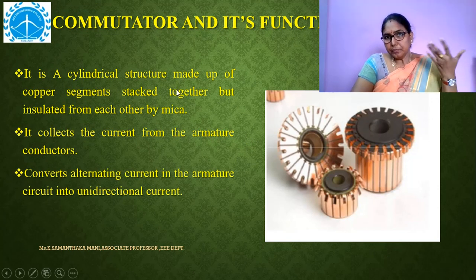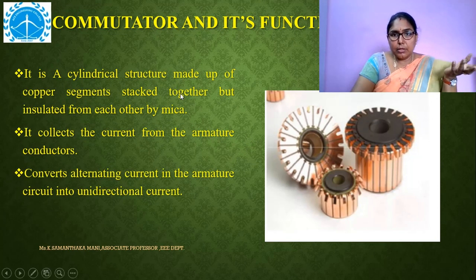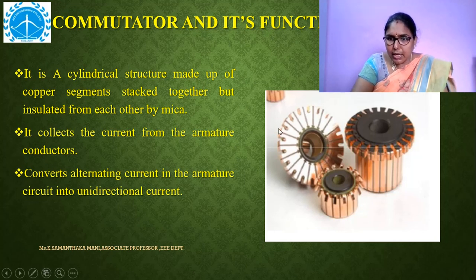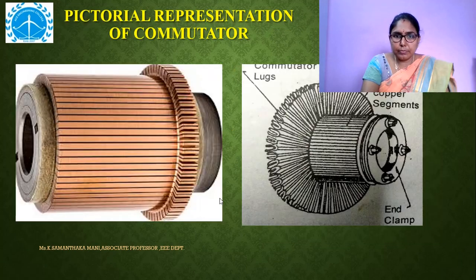Coming to the next rotating part, the commutator and its functions. Here on the right-hand side we can observe the commutator segments in the diagram very clearly. It looks copper in color, and each segment is separated by a black sheet. If you observe, this is called mica. It is a cylindrical structure made up of copper segments stacked together but insulated from each other by mica. It collects the current from the armature conductors and converts alternating current into the unidirectional current that we observed in the single loop generator. And this is another view of the commutator.